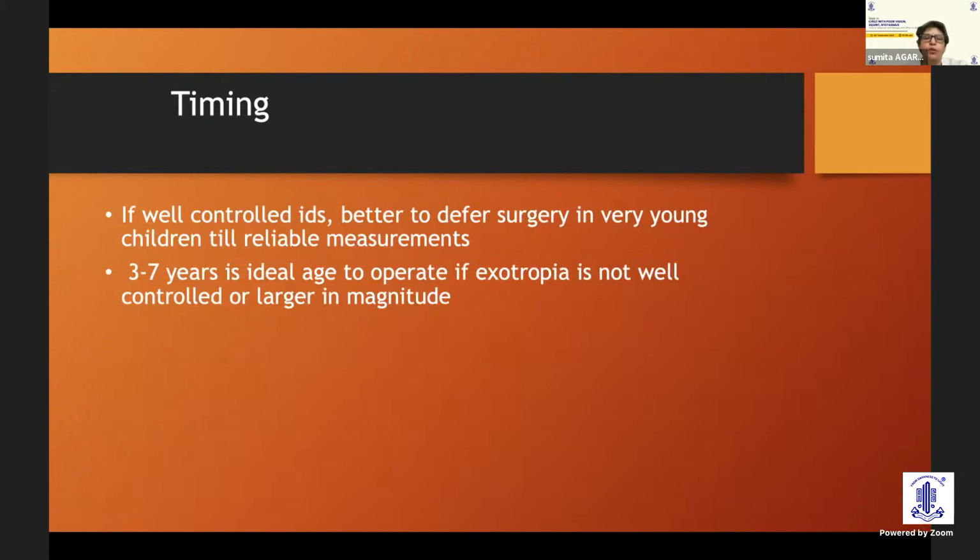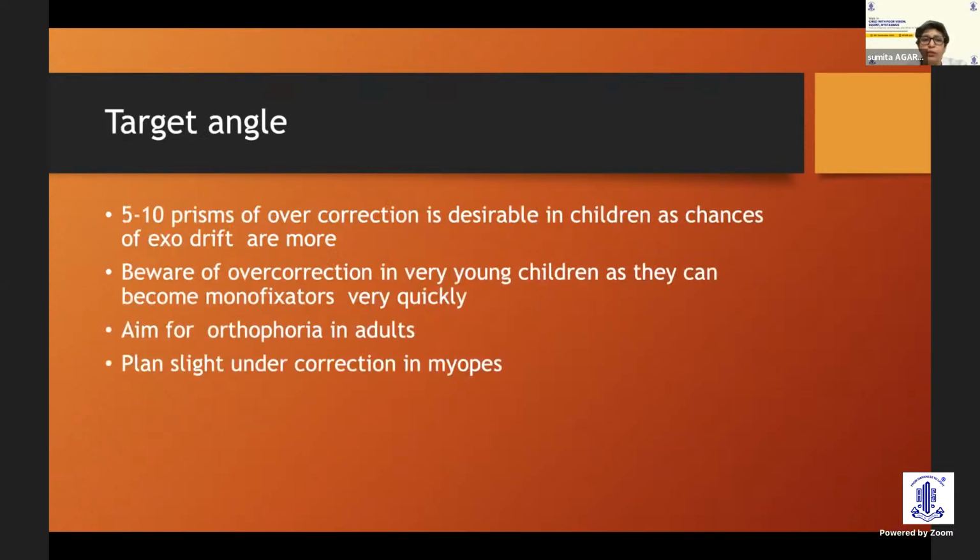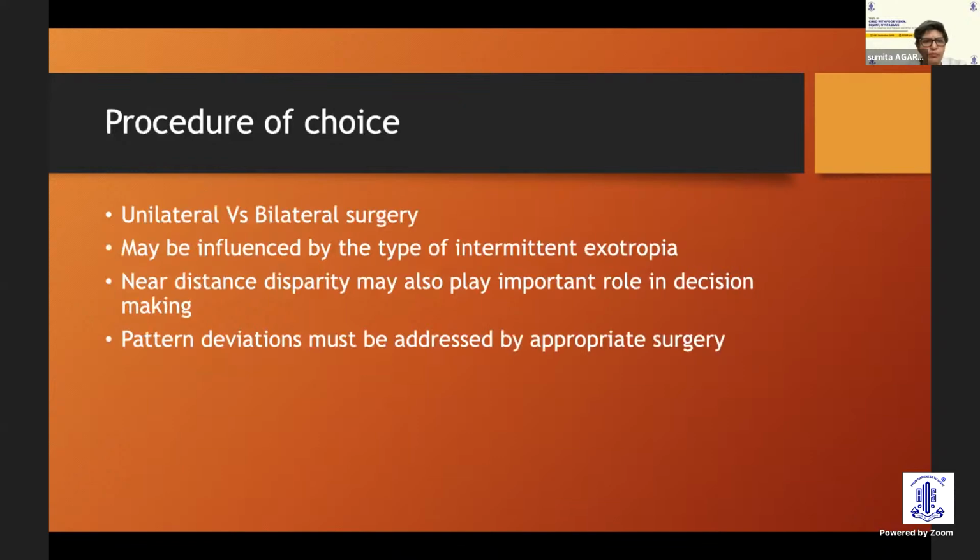Otherwise, between 3 to 7 years is a good age to operate if exotropia is not well-controlled or larger in magnitude. Target angles: in patients who are fusers and who have good binocular potential, 5 to 10 prism diopters of overcorrection is desirable. However, beware of overcorrection in very young children, because sometimes this overcorrection, which is more than 5 to 10 prisms, with a poor binocular function, can lead to these children becoming not only monofixators, but also amblyopes. In adults, it's better to stick to orthophoria as your end target. And in myopic children, sometimes it's better to really modify your surgery a little towards undercorrection in high myopes.